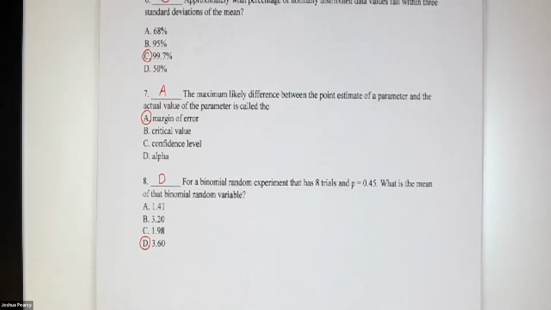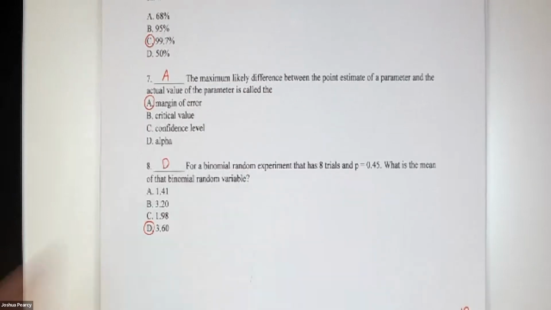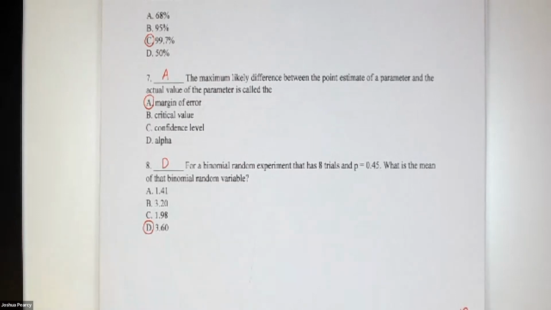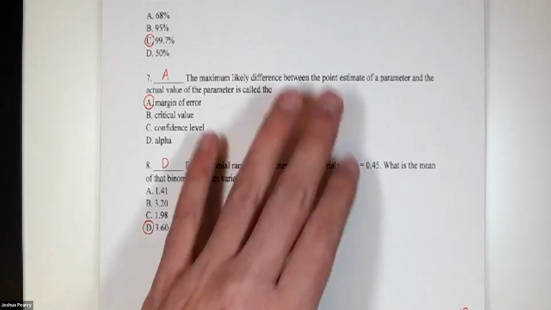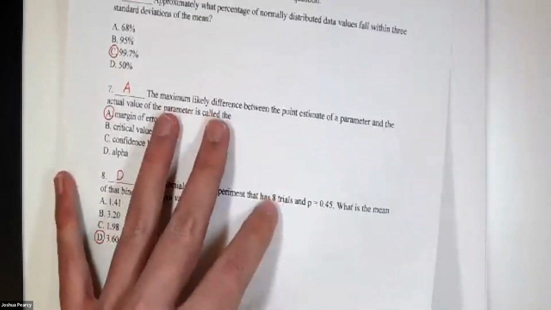For a binomial random experiment that has 8 trials and the probability of success is 0.45, what is the mean? So this is n, this is p. The mean of a binomial is just n times p. So if you do that, you get D, 3.6. So the first page was worth a total of 19 points.